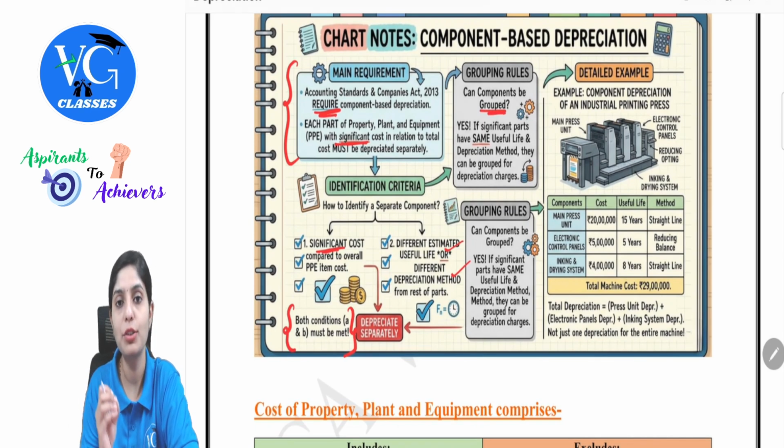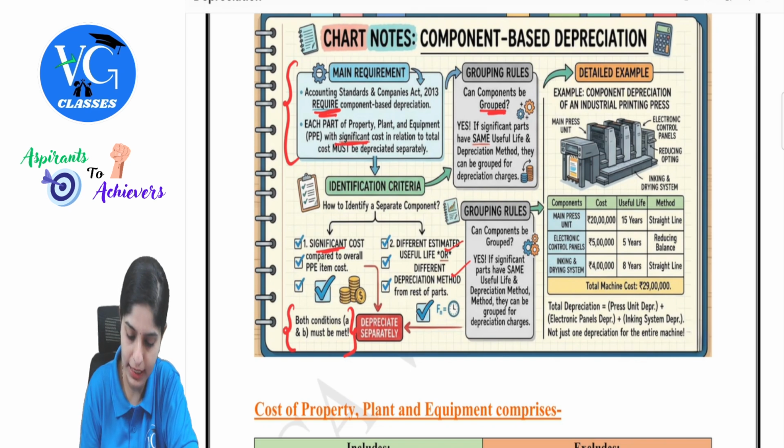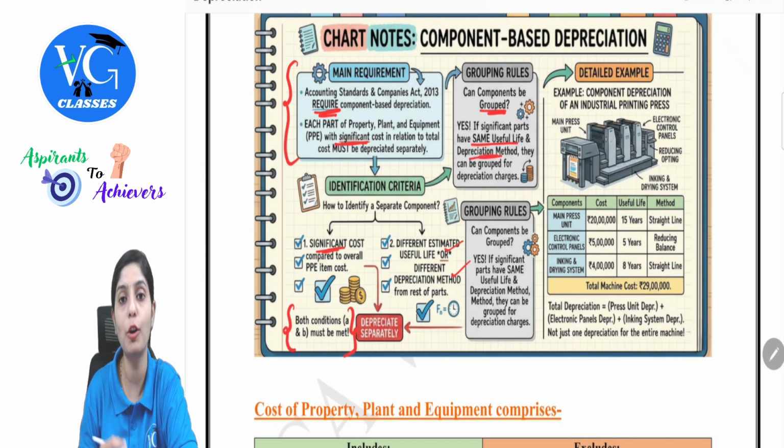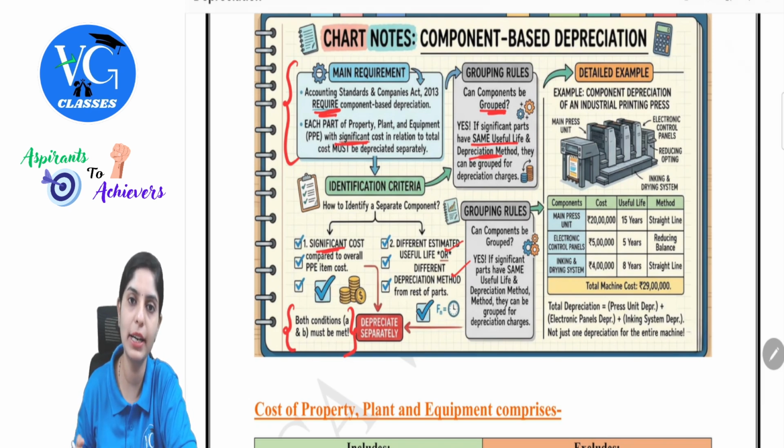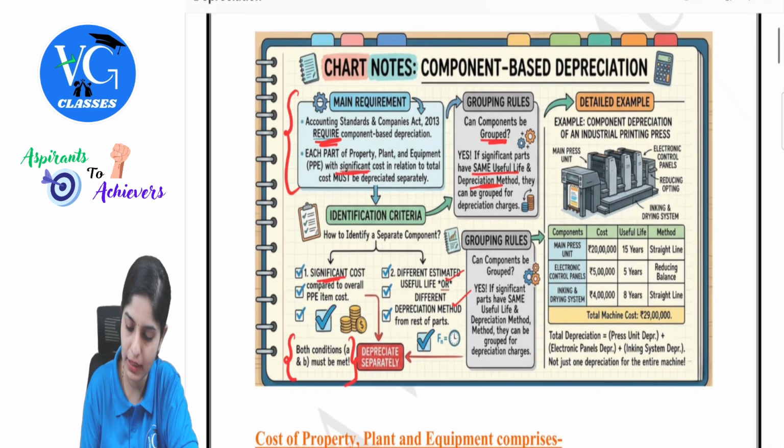If the parts of the asset, that is the components of the asset, have a similar useful life, then those can be grouped. See here, if significant parts have the same useful life, along with the same depreciation method, they can be grouped for depreciation charges. So it becomes easier to calculate depreciation when the groupings are done. So let's understand this with an example.